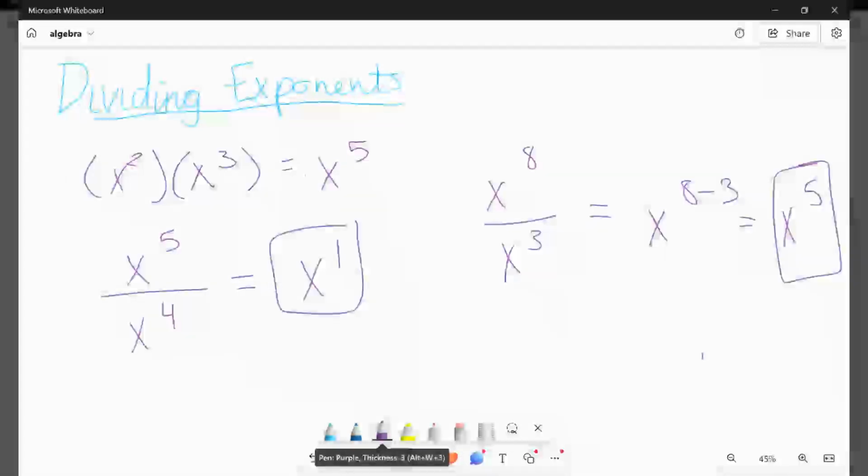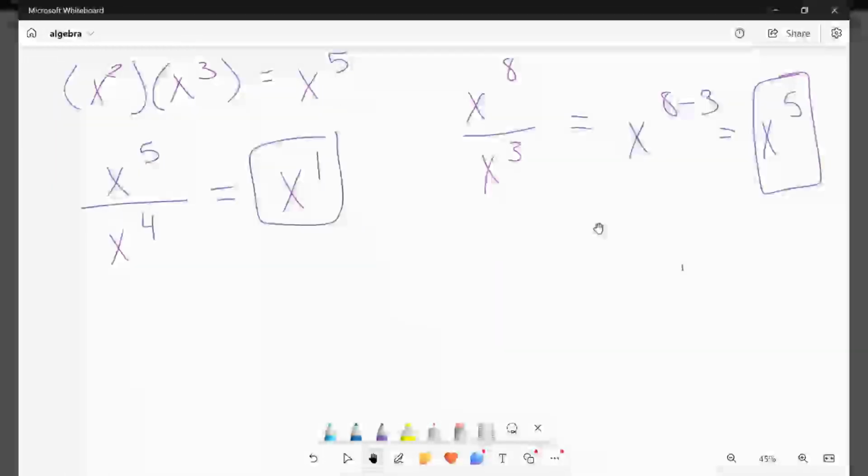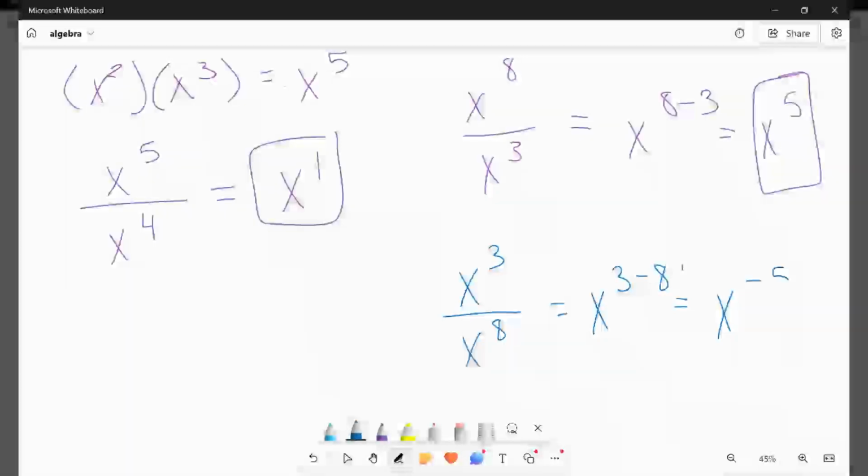Okay, so now you might be thinking, well, what happens if I get the opposite? So like, let's say the example would be x to the third over x to the eighth. Oh, well, this is weird, right? We do x to the 3 minus 8, which gives us x to the negative 5.